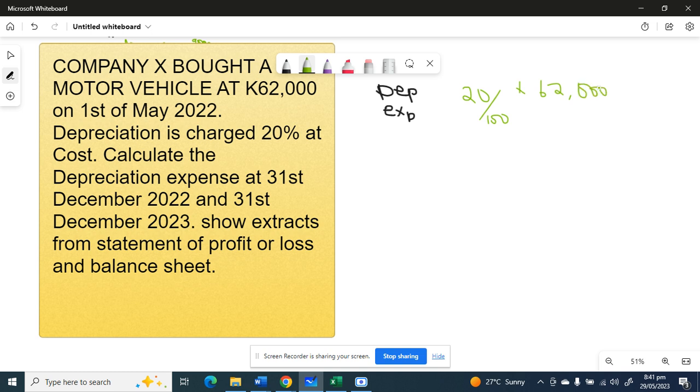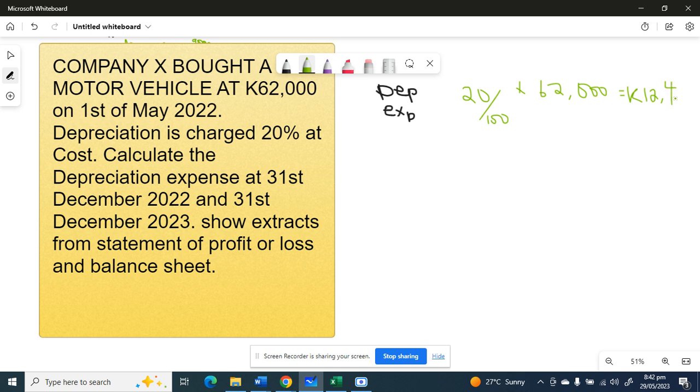All right, let's get our calculators. 20% of 62,000 is 12,400. All right, this is the yearly depreciation expense, 12,400.